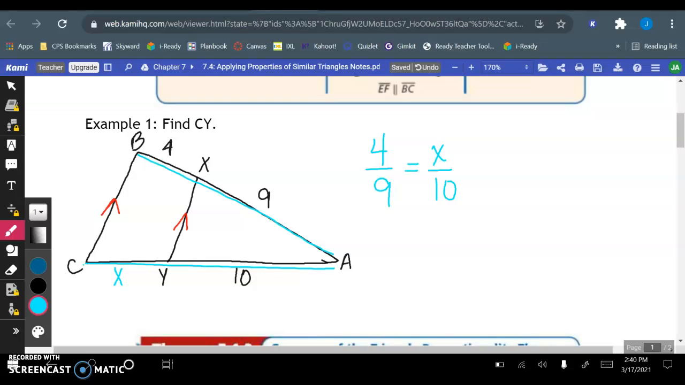So now we cross multiply. So I'm going to do 4 times 10, which is 40. And then I have to divide by what's across from the variable, which is 9. So 40 over 9. 9 goes into 40 4 times. That's 36 with 4 left over. So CY is 4 4/9.